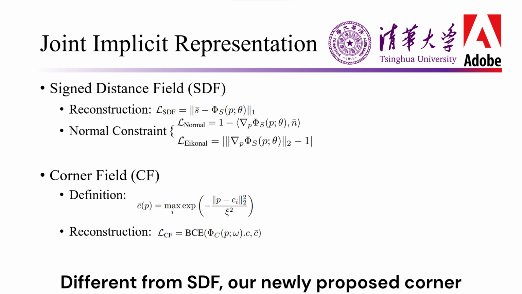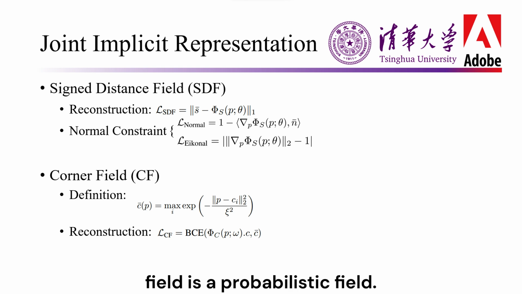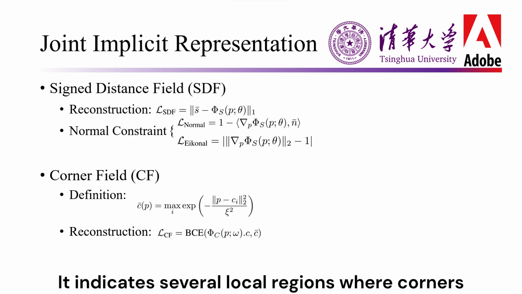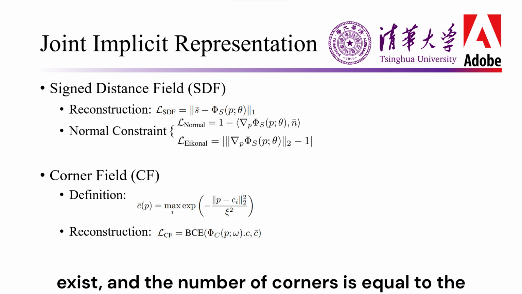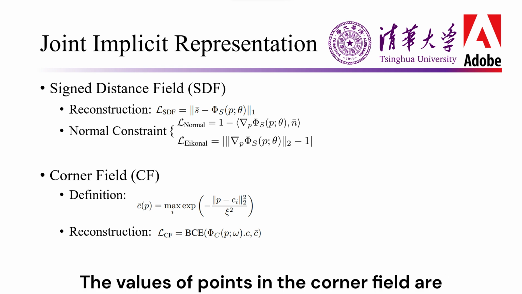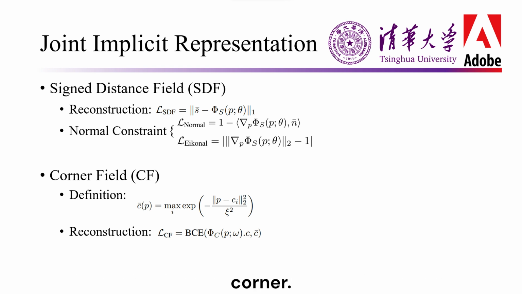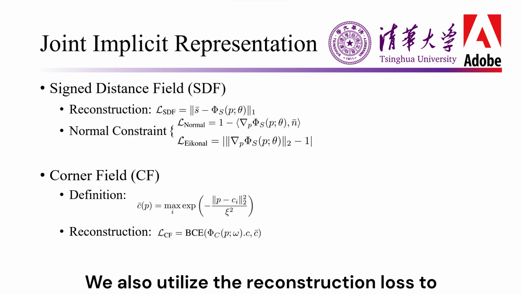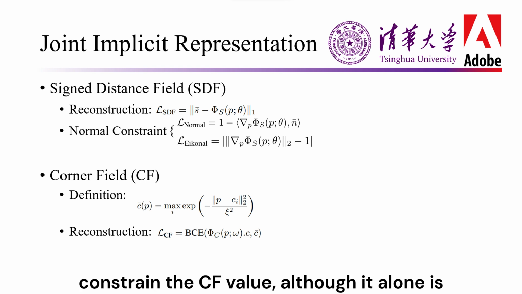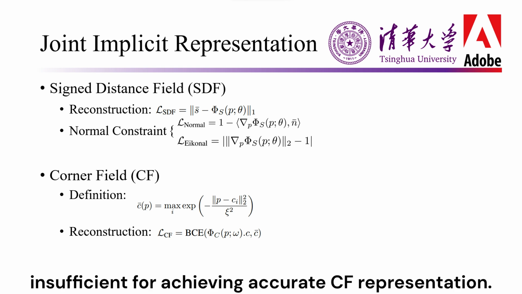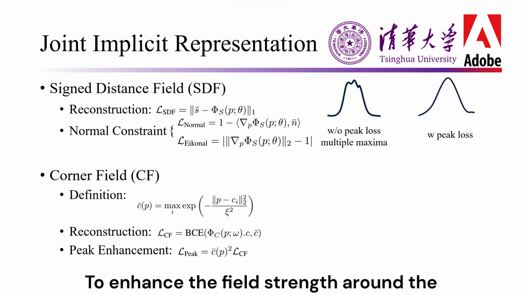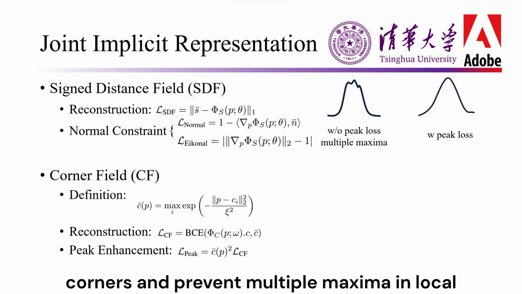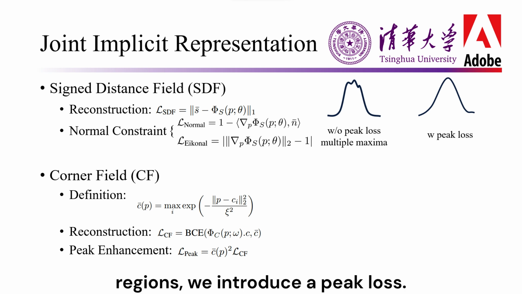Different from SDF, our newly proposed corner field is a probabilistic field. It indicates several local regions where corners exist, and the number of corners is equal to the number of maxima of the field. The values of points in the corner field are determined by their distances to the nearest corner. We also utilize the reconstruction loss to constrain the CF value, although it alone is insufficient for achieving accurate CF representation.